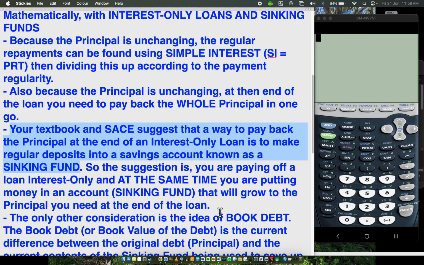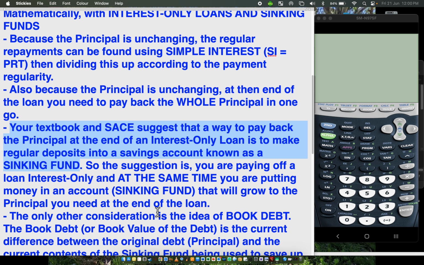So if I'm going to owe 500 grand at the end of the loan, and I'm not paying any of that off, I also make a savings account that's going to slowly build up to 500 grand after 30 years so that I can just use that money. Okay, that's the idea that SACE and your exams are suggesting.